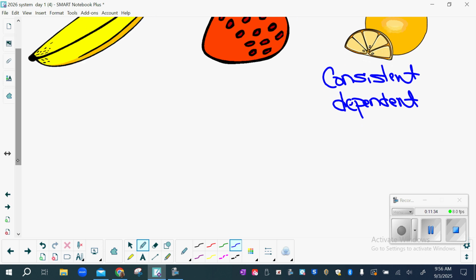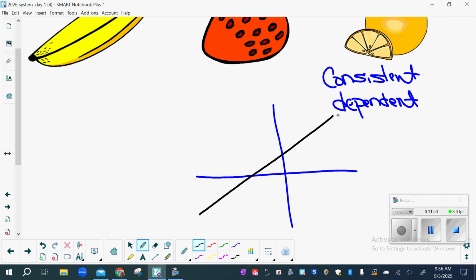Consistent independent. I'm going to get answers. Oh, but they're going to be weird. And here's what they are. I got a line right here. I'm going to make him a black line right here. And guess what? I have another line laying right on top of him. They're the same stupid line. They're the exact same line. They're a trick, right?